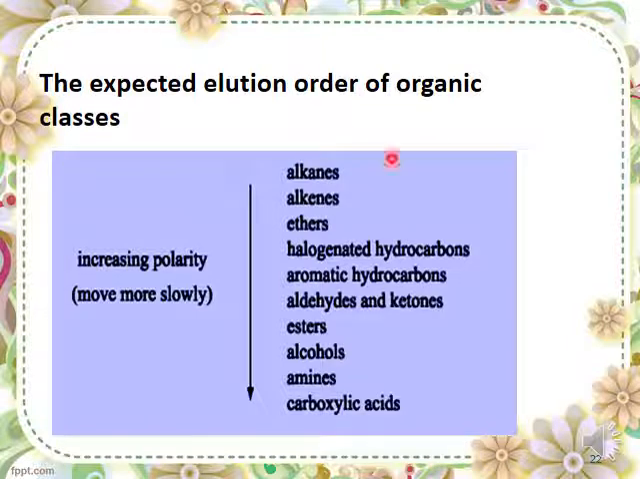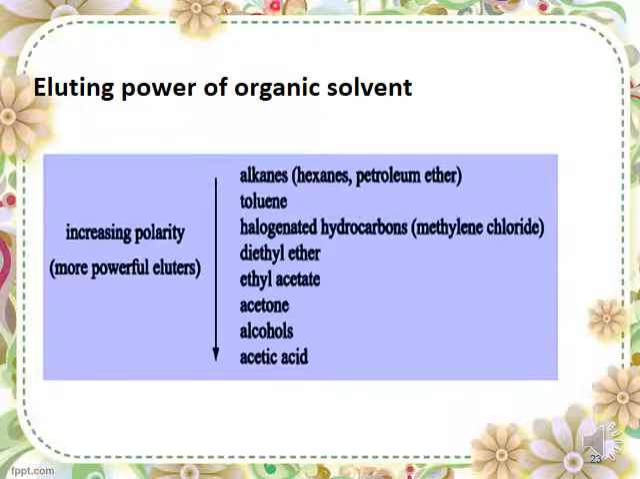So these are the different polarities of different solvents. Carboxylic acid is the most polar solvent. The least polar is the alkane group. The ones in between are aldehyde, ketone, and also aromatic hydrocarbon. Specifically, examples of alkane are hexane and petroleum ether. An example of carboxylic acid is acetic acid. So these are examples of solvents with different polarity.